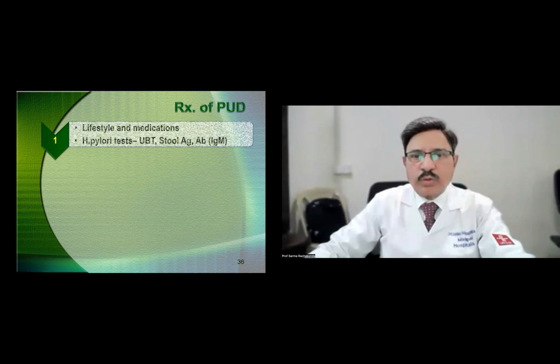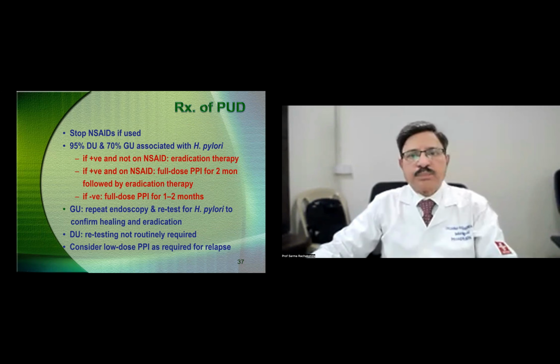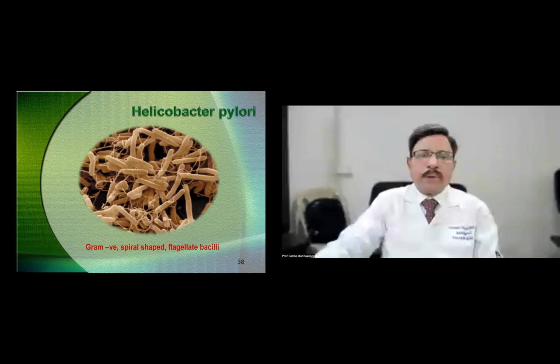Now we go to the H. pylori part. We have treated the peptic ulcer last time. We finished. Helicobacter pylori is a gram-negative, spiral-shaped, flagellate bacillus. It is a gram-negative bacterial infection. The route of transmission is waterborne. Just like your salmonella, just like your shigella, it is a waterborne disease.